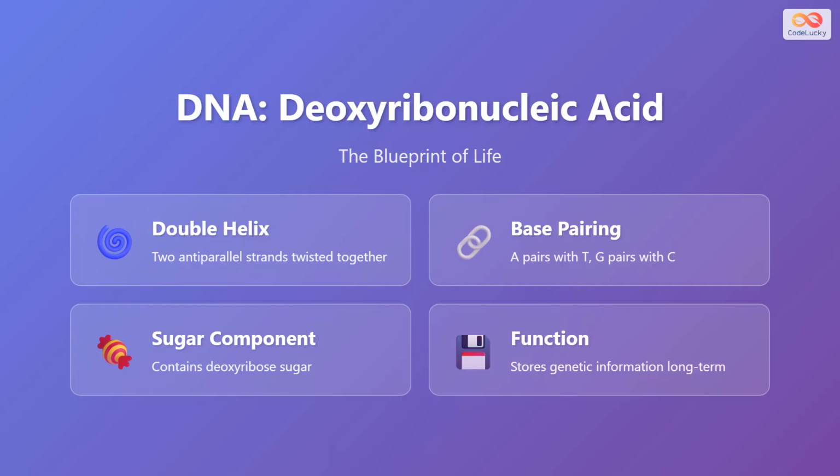DNA, or deoxyribonucleic acid, is often called the blueprint of life. It has a distinctive double helix structure, consisting of two strands that twist around each other in opposite directions, which we call anti-parallel. The bases pair in a specific way. Adenine always pairs with thymine, and guanine always pairs with cytosine. DNA contains deoxyribose sugar, and its primary function is to store genetic information for long-term use, passing it from cell to cell and from parent to offspring.